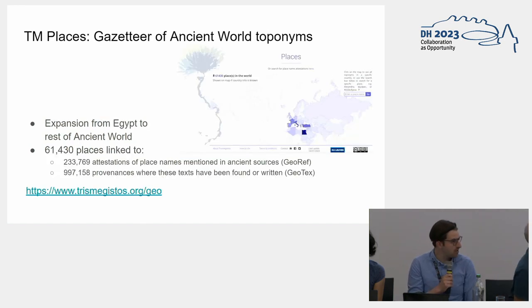Today, I will focus on the gazetteer we have, which is called Trismegistos Places, and consists of ancient world toponyms. This actually also arose, like the rest of the project, from a prosopographic project about Ptolemaic Egypt, but it rapidly expanded from Egypt to the rest of the ancient world, and it's also still under construction. At the moment, we have a little over 61,000 places that are in turn linked to about 233,000 attestations of these place names mentioned in ancient sources, and also to close to a million provenances of where these texts were either found or written or both.